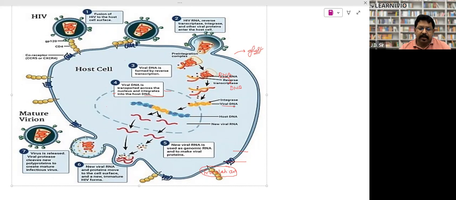After entering the nuclear envelope, this viral DNA integrates with the host DNA, right? When it integrates with the host DNA, it captures or takes over the host DNA, right? After taking over, on the DNA template it makes viral RNA again, right? This viral RNA comes out of the nucleus. It starts translation and makes protein. After that, that protein and viral RNA get assembled and formation of new virus takes place. That's how it spreads inside the human cells. Clear? Yes, sir.